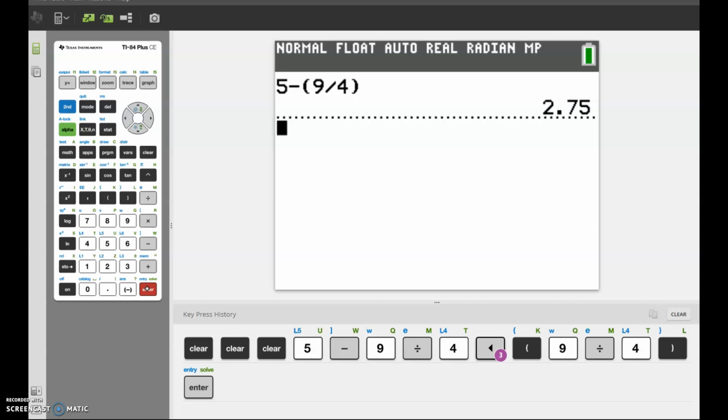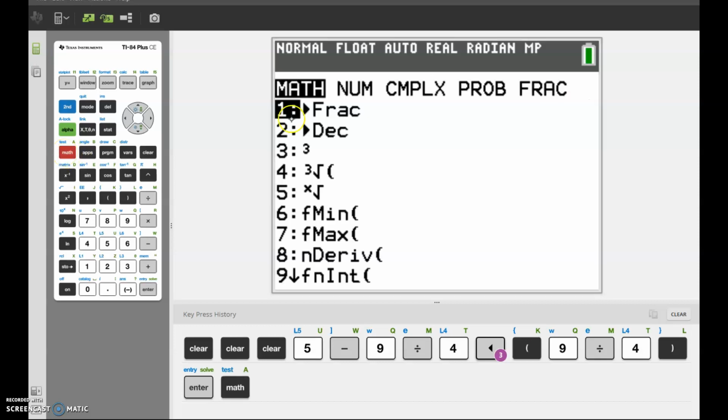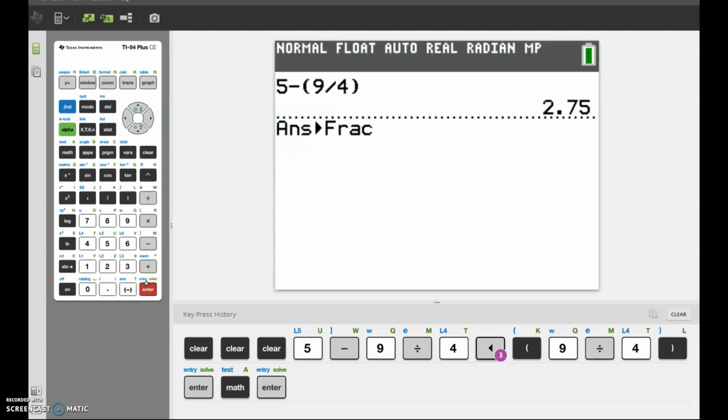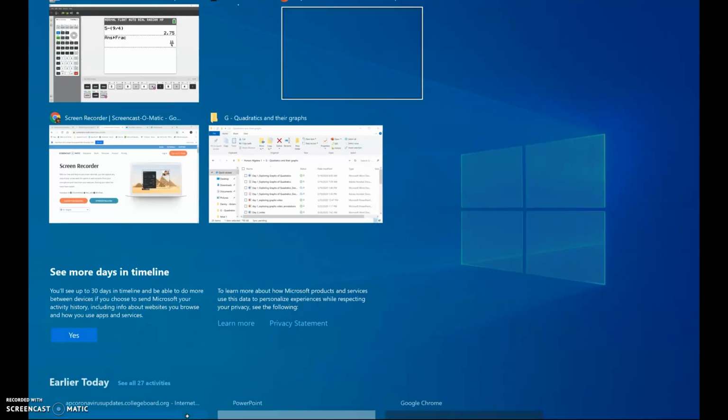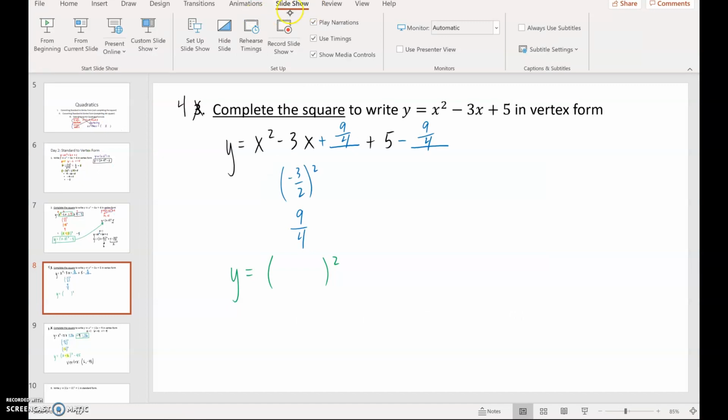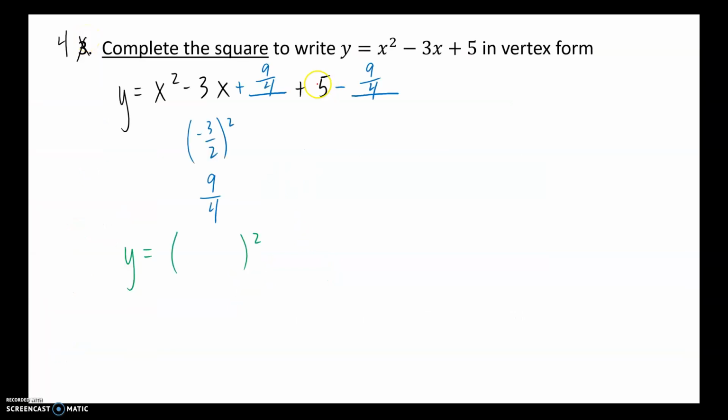If you're working with a graphing calculator, you're going to hit your math button. And notice the first option, arrow to a fraction. I'm going to hit enter. What that means is it's going to take my answer from the previous line and write it as a fraction. So 11/4 is the value that I get when I combine this 5 minus 9/4. Okay, so plus 11/4.